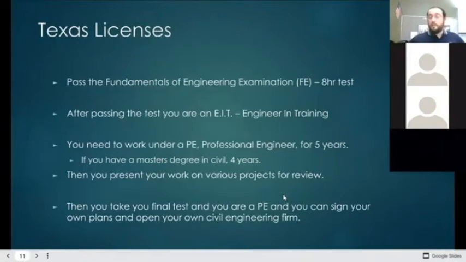It's a real career. It's not like an internship where maybe you're not going to get paid. So it's a full-fledged career, with the option that you could become a professional engineer.